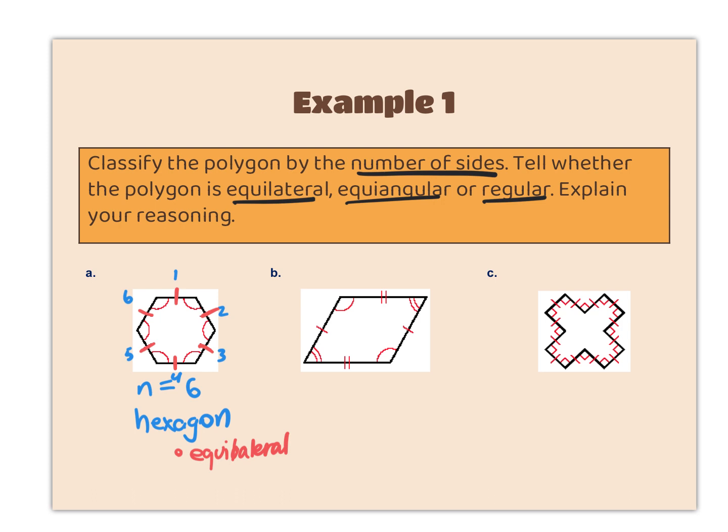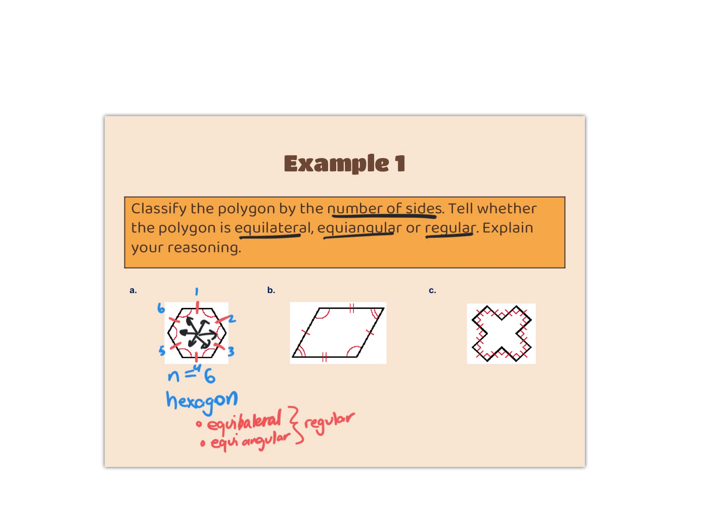And then look at the interior angles. Notice that all of them have a single mark. That means that all these interior angles are the same. And so it's equiangular. And we already talked about when it's equilateral and equiangular, then it's regular. So this is a regular hexagon.